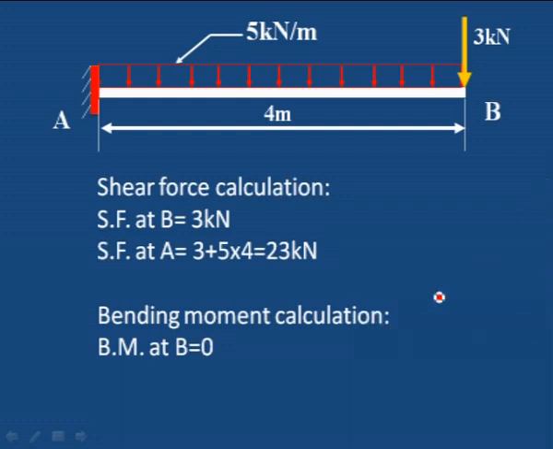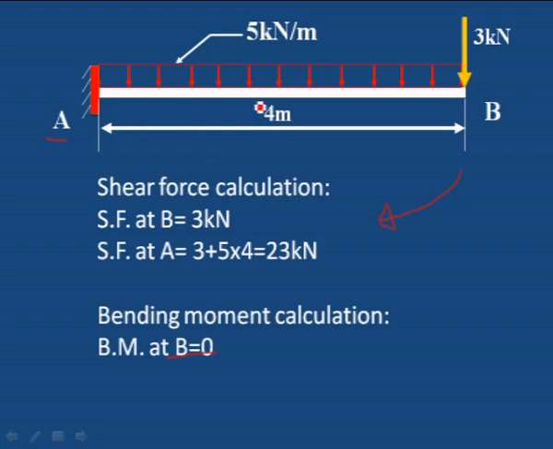Next, bending moment calculation. Bending moment at B. The bending moment for a cantilever beam at the free end is 0. Therefore, the bending moment at B is 0.